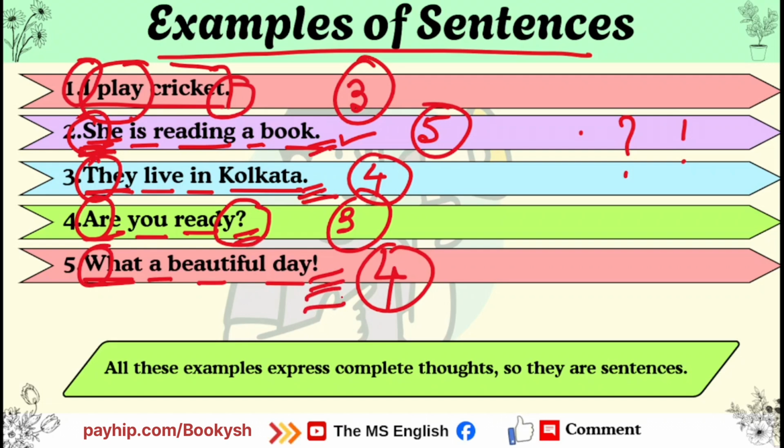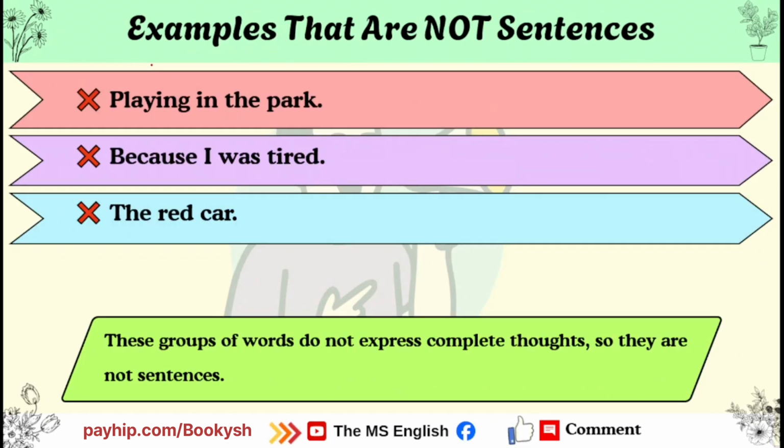So it's clear to us that a sentence will start with a capital letter and a sentence will end with a full stop or question mark or exclamation mark. Now we will see some examples that are not sentences. First example is playing in the park.